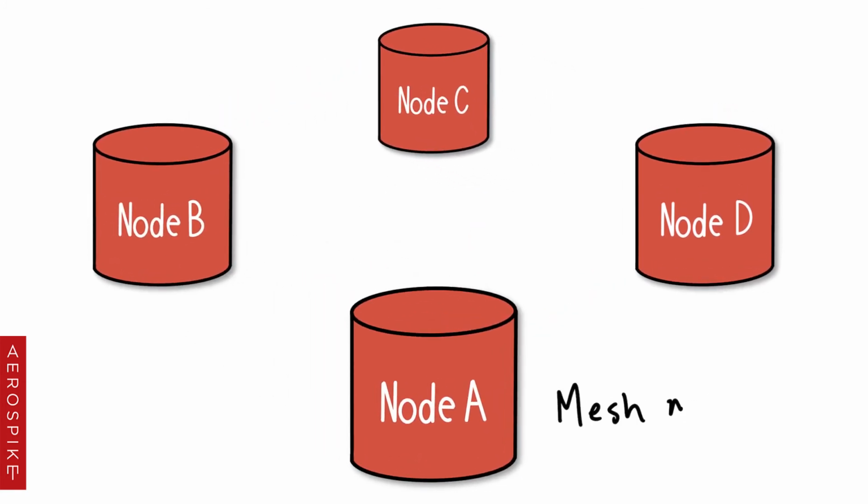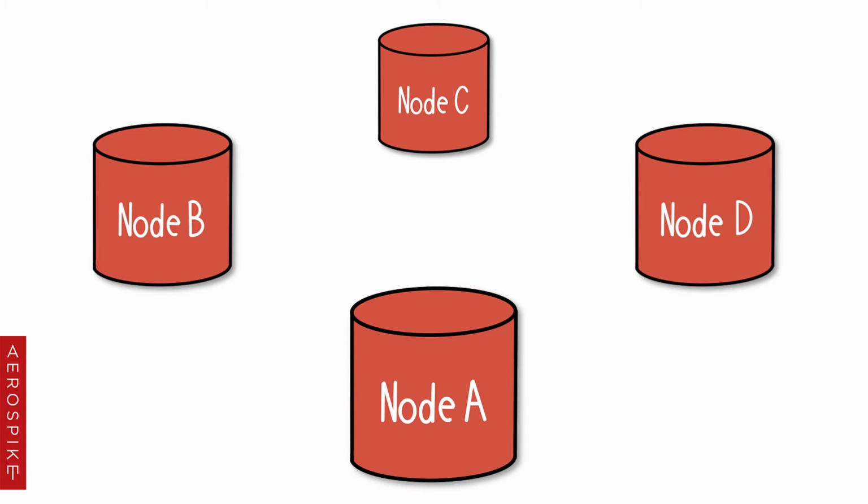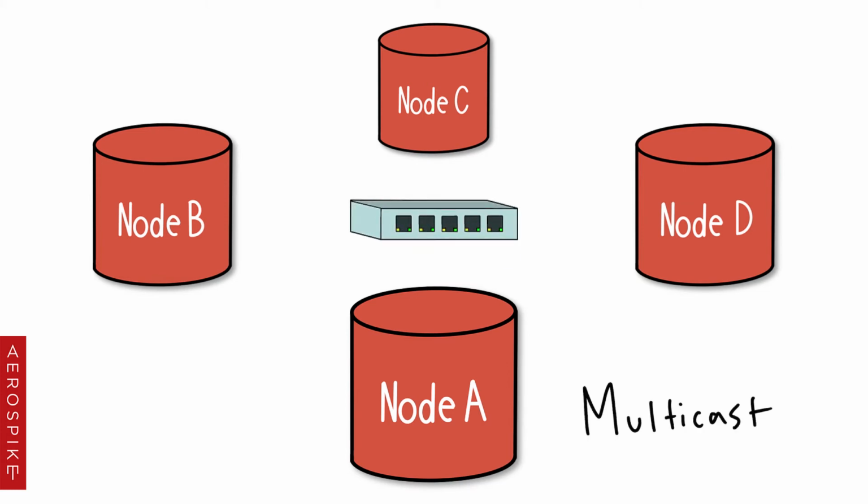Commonly, the heartbeat is exchanged between nodes using TCP/IP, where each node establishes a connection to all other nodes. Alternatively, nodes may exchange the heartbeat through multicast, where the heartbeat is sent to a router which broadcasts to all nodes. But this is not supported in many environments, such as cloud providers.